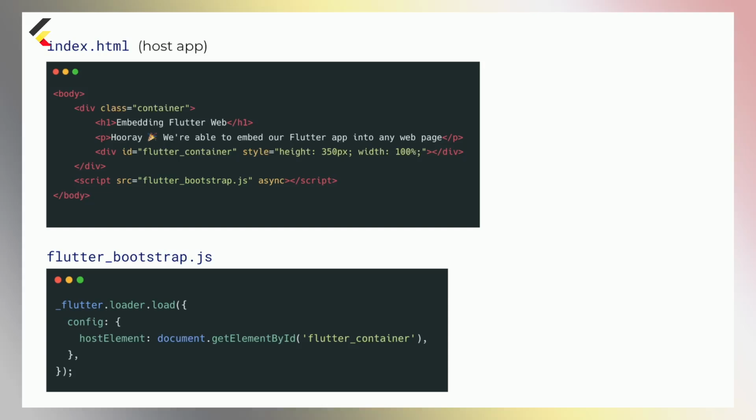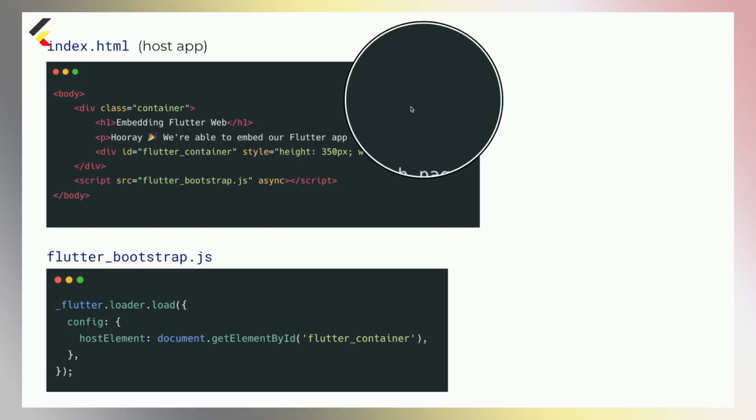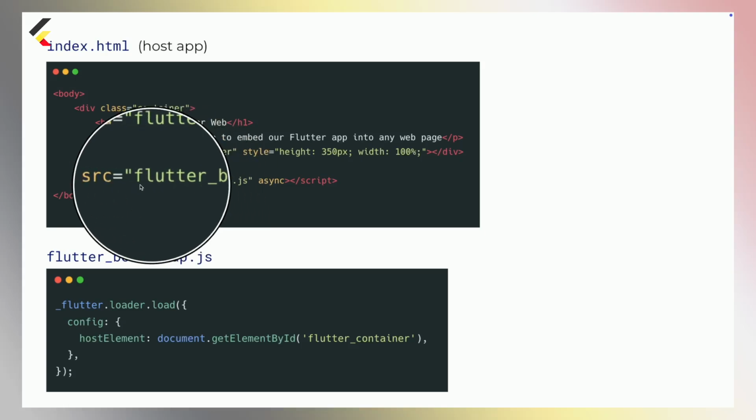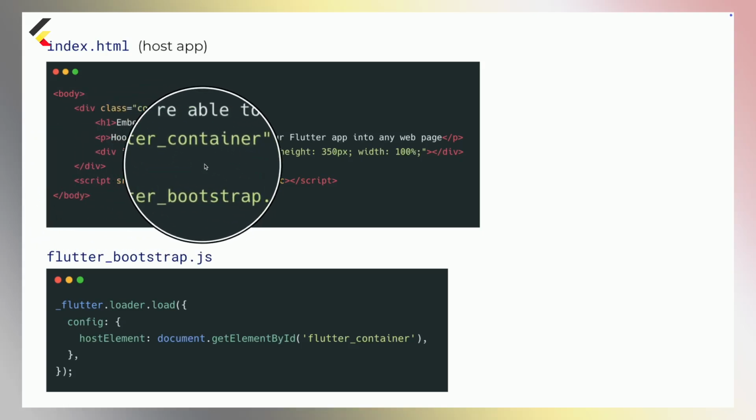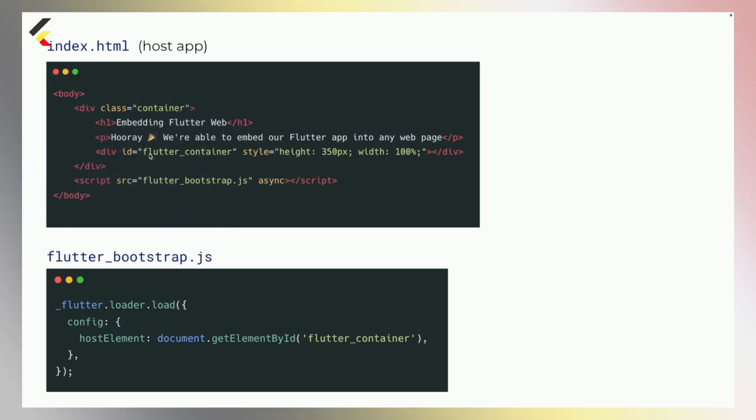So as you can see, we provide a certain element with an identifier. In this case, it's this one right here. This is going to be the div that's going to contain our Flutter application. Preferably, we're going to give it some dimensions as well. Other than that, we're just calling the script of our bootstrap file, and that's the only thing that we have to change in our index.html file.